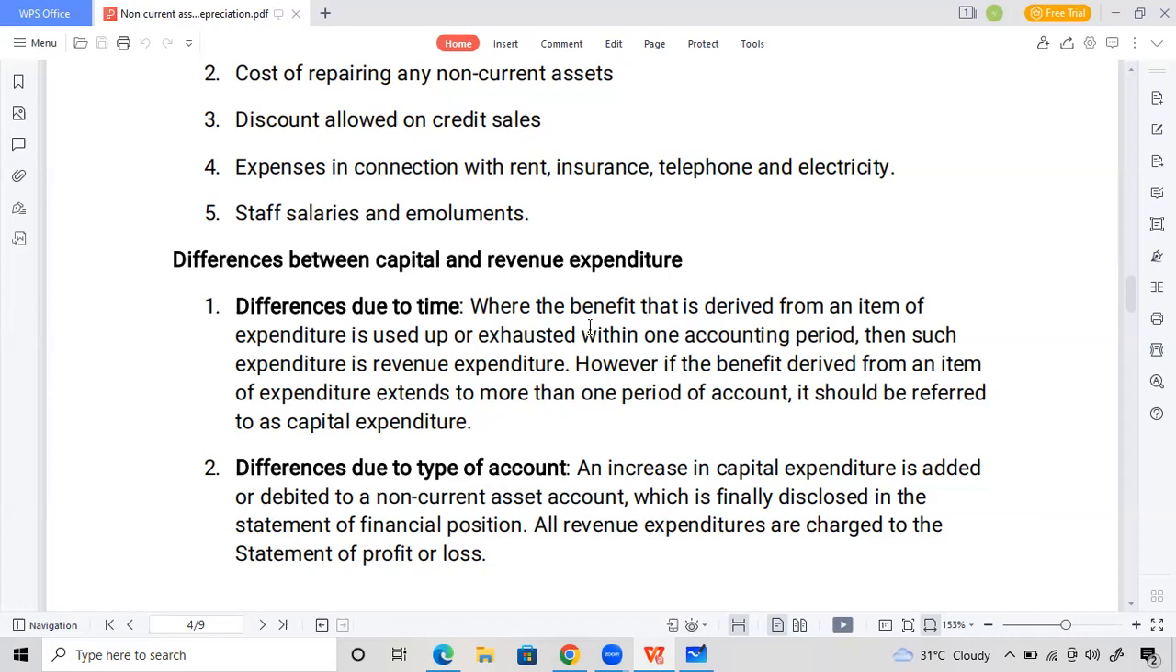And you can see, however, if the benefit derived from an item of expenditure extends to more than one period of account, then it should be referred to as capital expenditure.